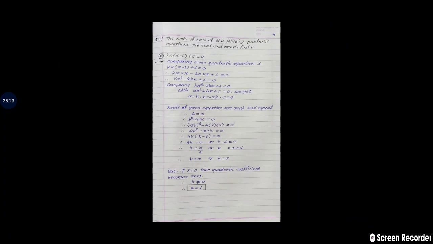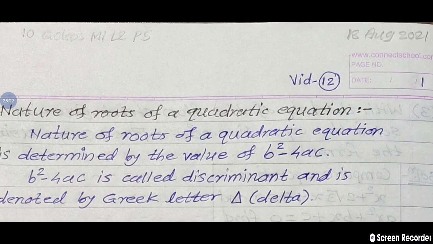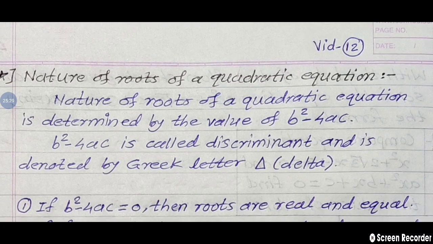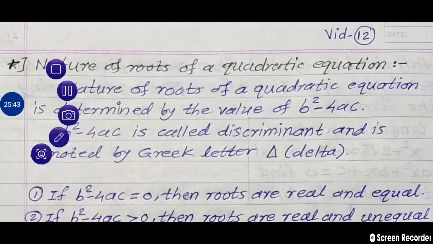So in this way we solve the questions given related to how to decide the nature of roots of a quadratic equation, how to find out the value of the discriminant, and from that value how to decide the nature of the roots. This type of question we learned in today's lecture.